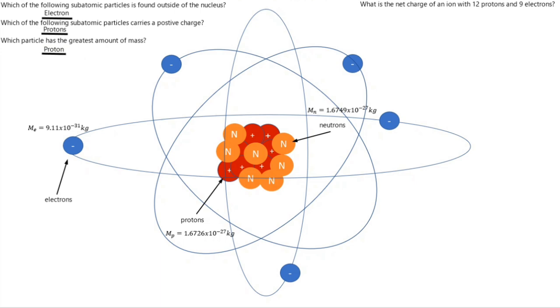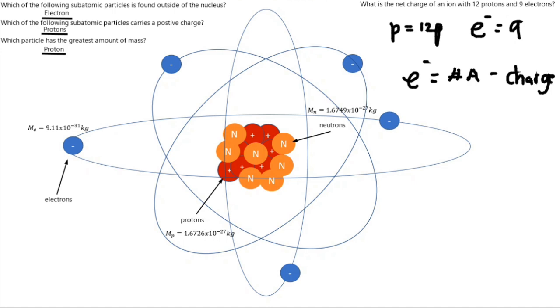Okay, now let's talk about what is the net charge of an ion with 12 protons and 9 electrons. We already know how to find this because we already talked about it in general chemistry, if you have taken it. So we are given 12 protons and 9 electrons. The number of electrons is basically the atomic number minus the charge. We also know that the atomic number is equal to the number of protons. So we can replace the atomic number with 12 minus the charge.